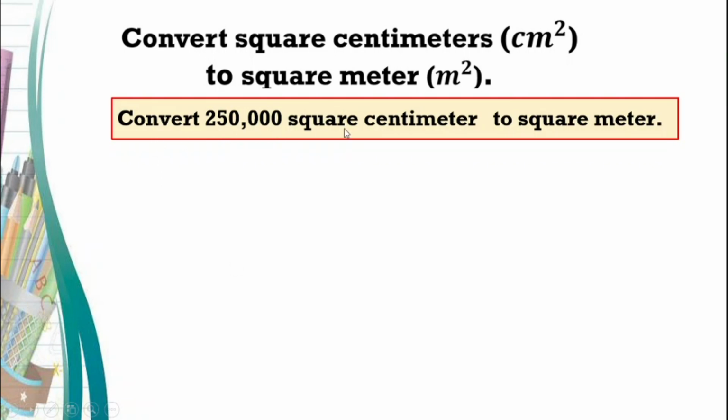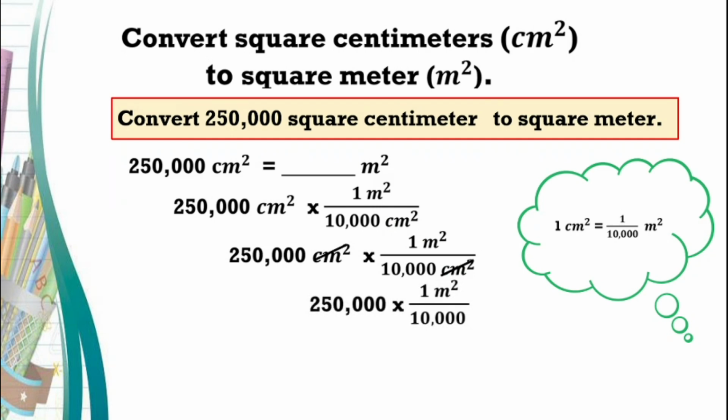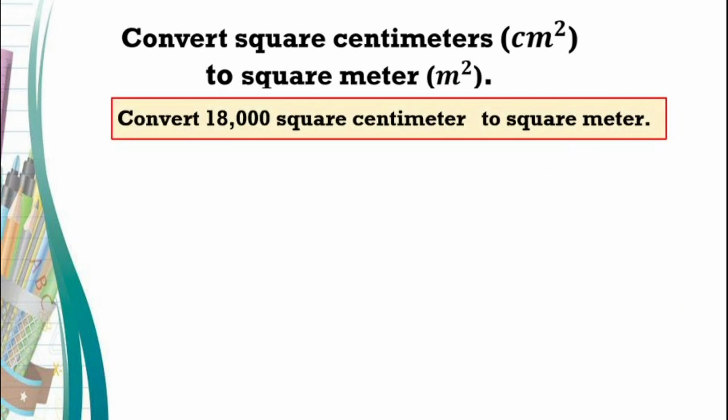250 square centimeter to square meter. So, now, this time, it involves centimeter to meter squared. So, reverse the operation. In meter squared to centimeter squared, we're going to multiply it. But this time, we're going to divide this one by 10,000. So, divide this one by 10,000. The product would be 25 meters squared.